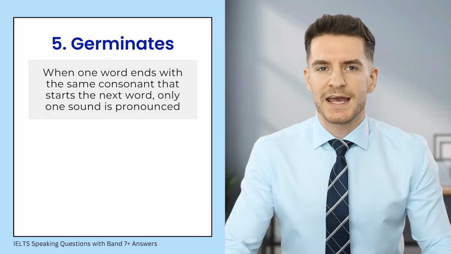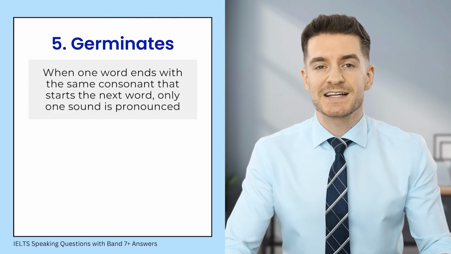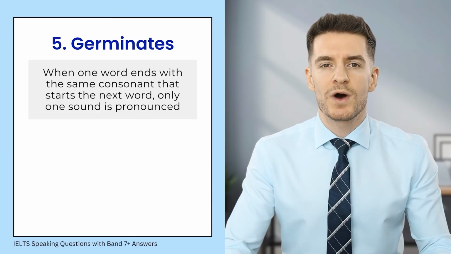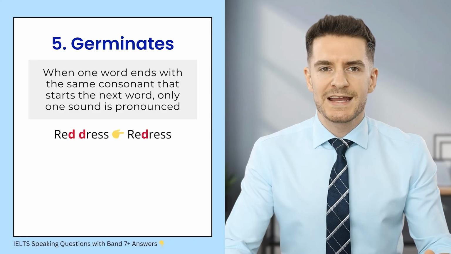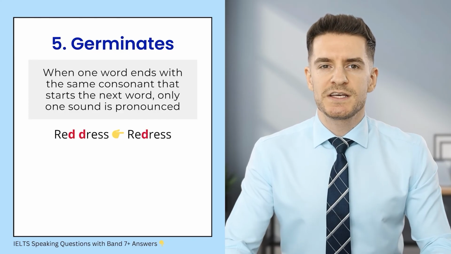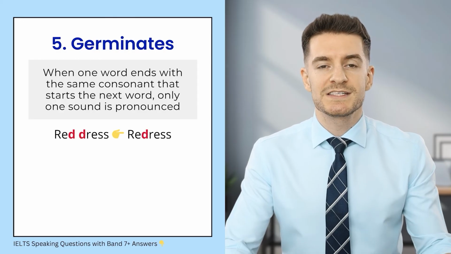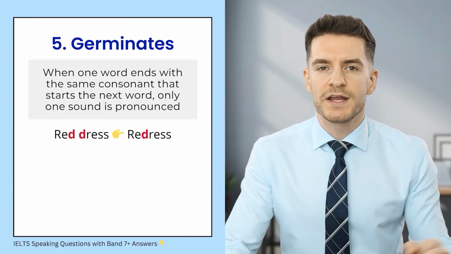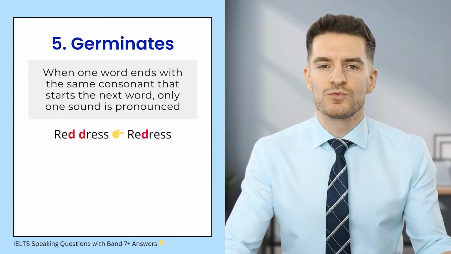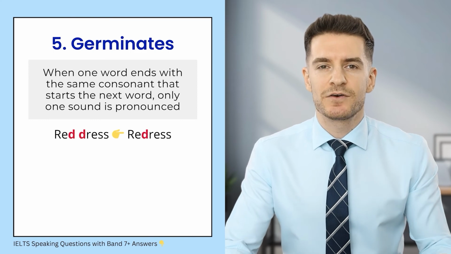Let's look at type number 5 now, which is called geminates. So when one word ends with the same consonant that starts the next word, only one sound is pronounced. Let me show you an example. So "red dress." As you can see, we've got two D sounds next to each other, so we simply just say one of them. Red dress. I love your red dress. We don't say it with two D sounds because that's harder to say and it doesn't sound very natural.